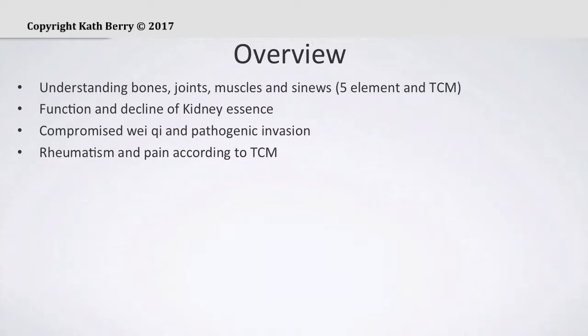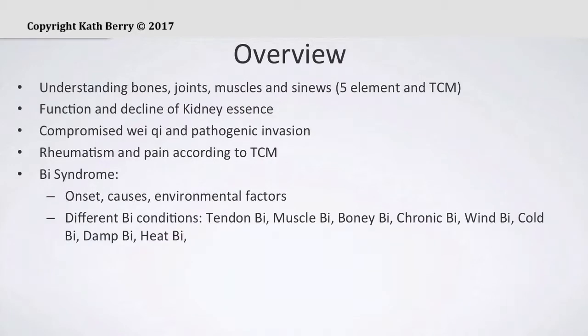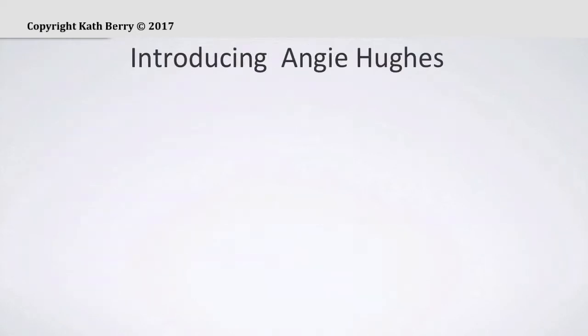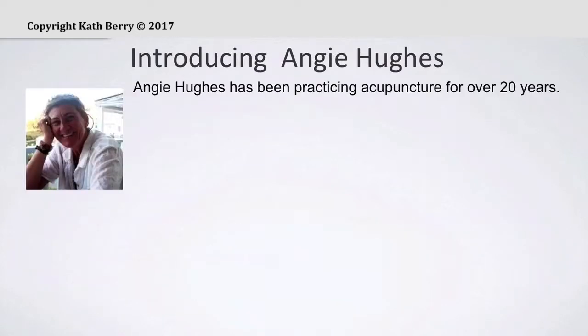Rheumatic and pain conditions, according to Chinese medicine, are considered B syndrome. So Angie explores the onset, causes and environmental factors, as well as the differentiation between different B conditions: tendon B, muscle B, bony B, chronic B, wind B, cold B, damp B, and heat B. She looks at treatment protocols and techniques for these different types of conditions and explores these using case studies. It's with great pleasure I introduce to you Angie Hughes.